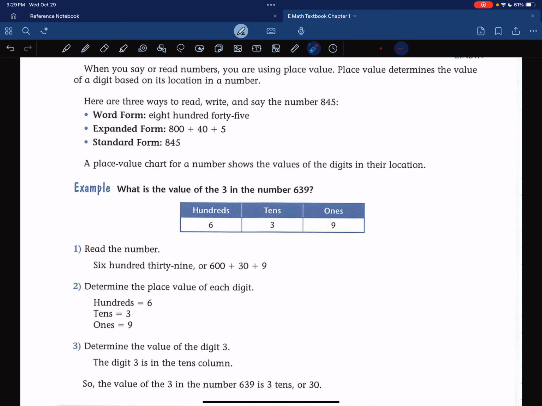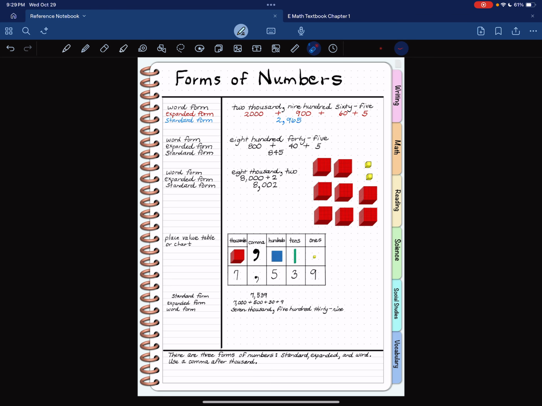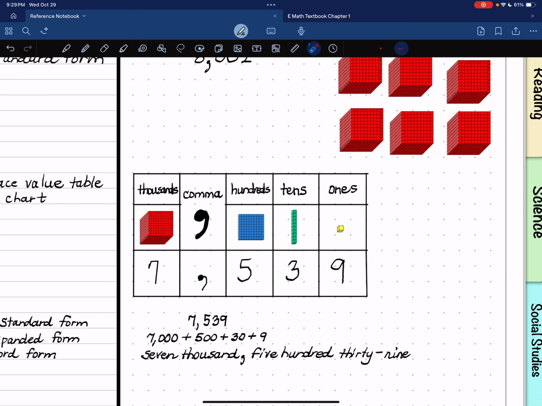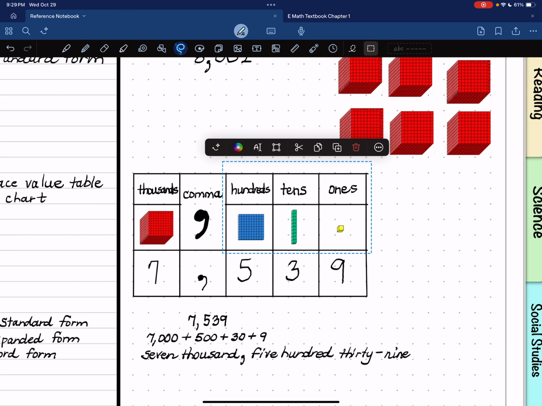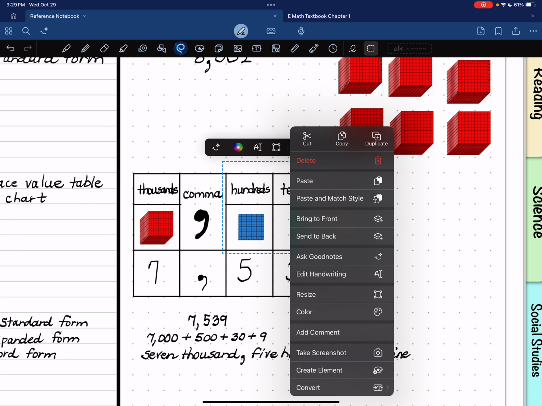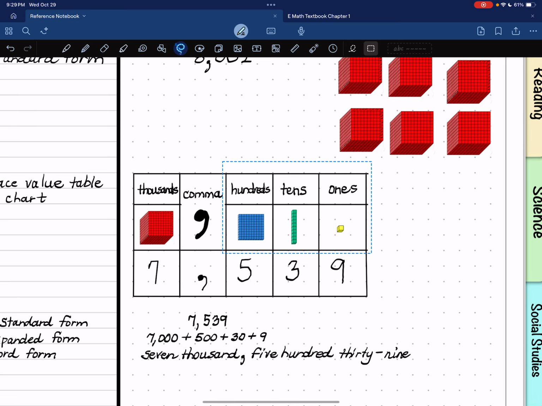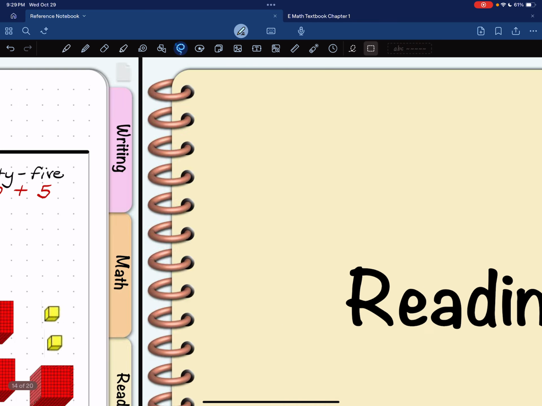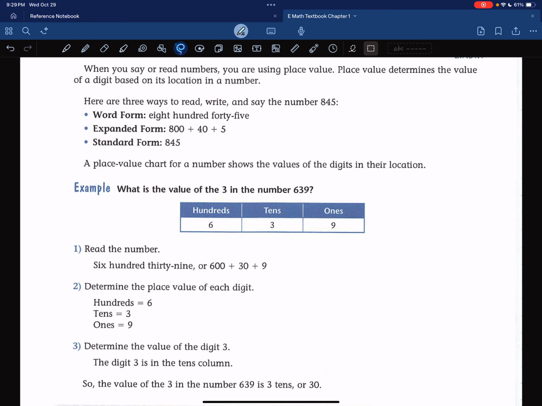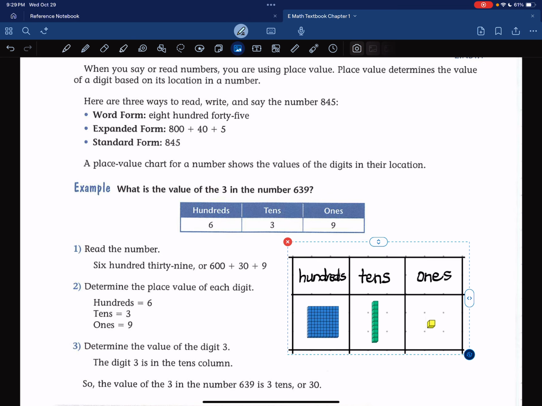And let me just go back quickly, if I can, and take a picture of this part. Yes, I can. Okay. So I'm just going to take a picture of that part and bring it over to my workbook page. So right here. This is our version of this same chart. You have hundreds, tens, and ones. I showed you the pictures for each of those.